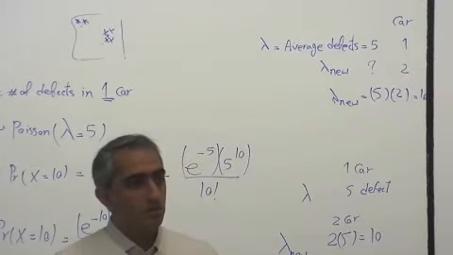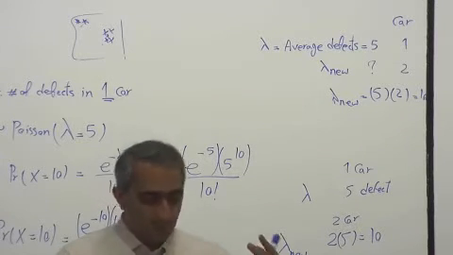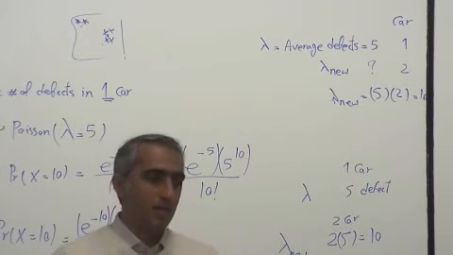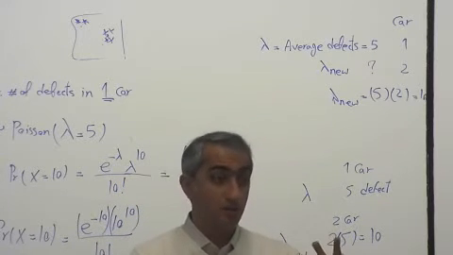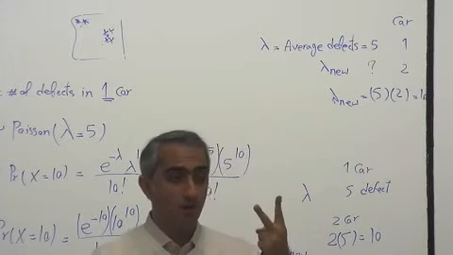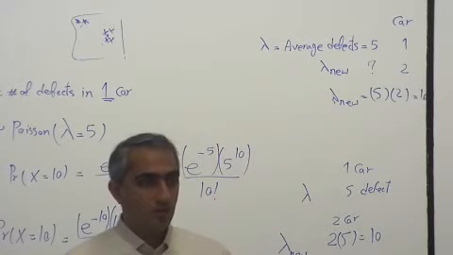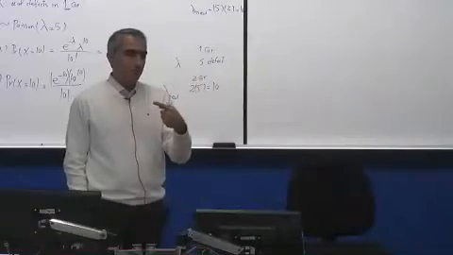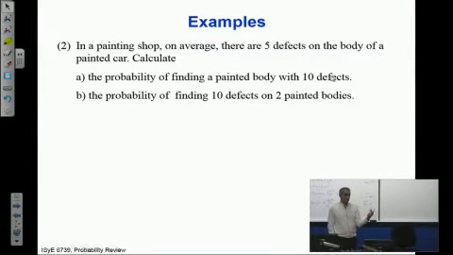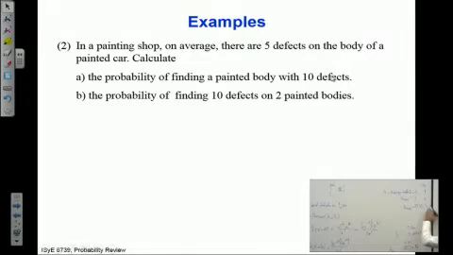Average number of 10, there being 10 dents in one car. Exactly. On average, there will be 10 on 2 cars, not in 1, on 2 cars. Because when on average you have 5 in 1 car, then you have 10 in 2 cars. Am I right? So 10 is interpreted as the new average with the new unit.